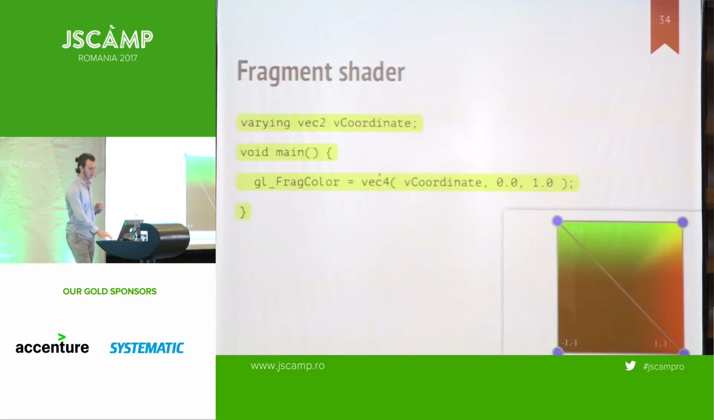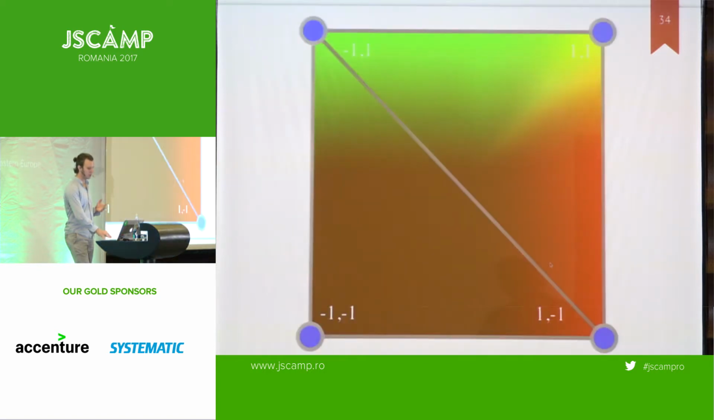It could be a color, or it could be anything else. And then what the graphics card will do for us is automatically interpolate this value between the vertices. So here I've basically said that I want this vertex to be the green vertex, this one to be the red one. And then as our pixels are drawn, they'll get automatically blended between one and the other.